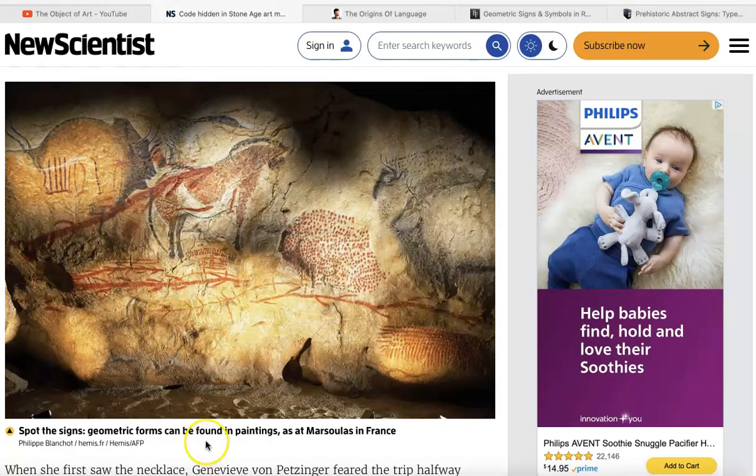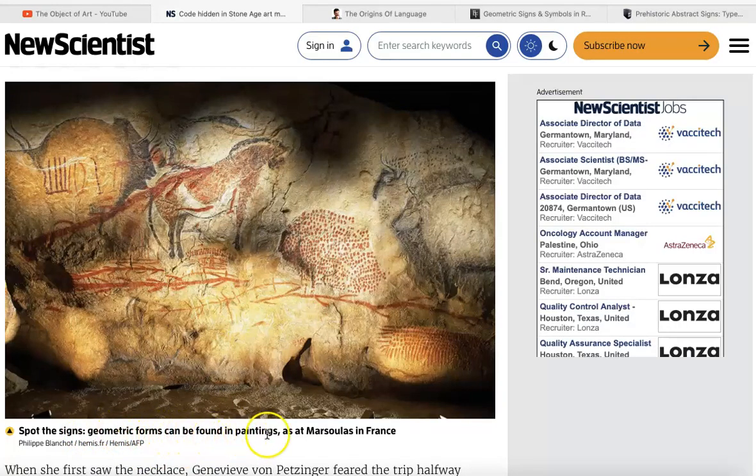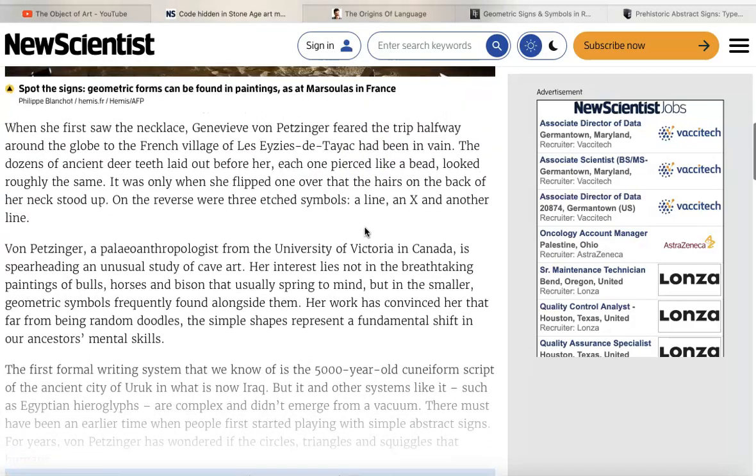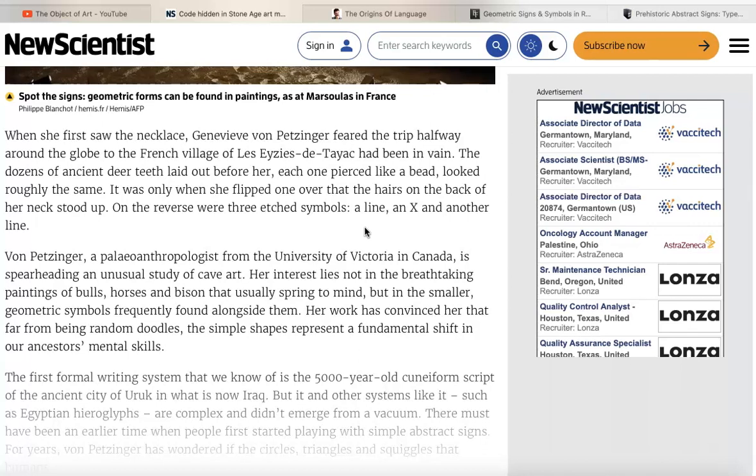And they use this image as an example. Spot the signs. Geometric forms can be found in paintings as at Marsoulas in France. Now, there's the comb again. Look at it. It's over here. Look at that. I'm sure there's more stuff in here, but I don't have that kind of time. Okay. And this article, I remember reading it in its entirety before they threw everything behind a paywall. But I'll read you this first paragraph, at least.